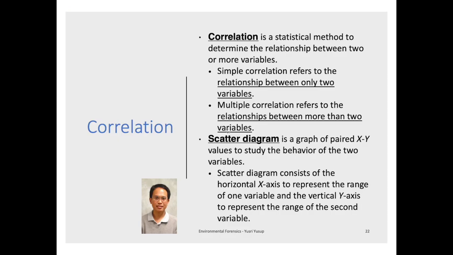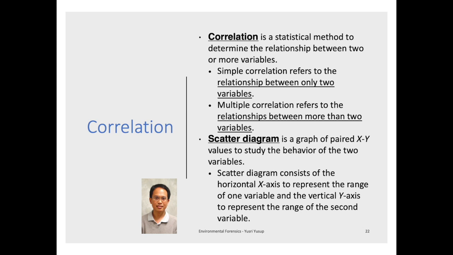Correlation is a statistical method to determine the relationship between two or more variables, or sometimes called univariate analysis. Simple correlation refers to the relationship between only two variables, x and y, a and b, or air pollution concentration PM10 and temperature. While multiple correlation, in contrast to simple correlation, refers to the relationships between more than two variables. For example, between temperature, relative humidity, and PM10 concentration.